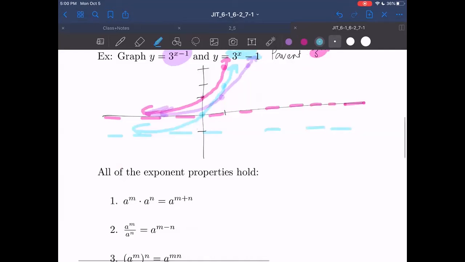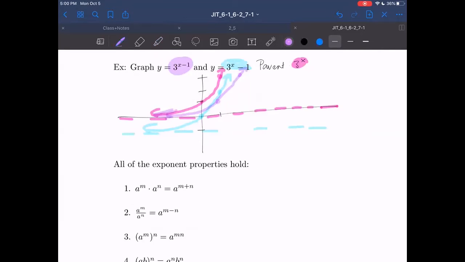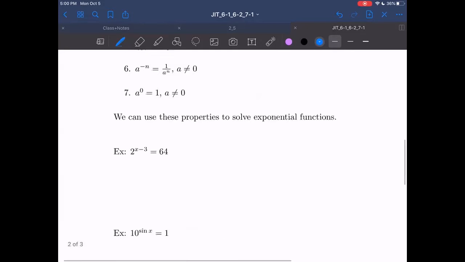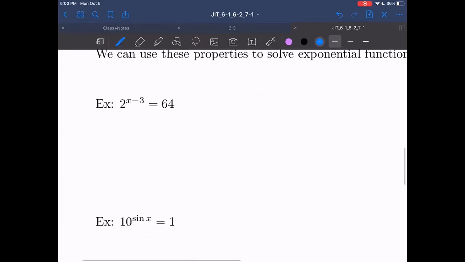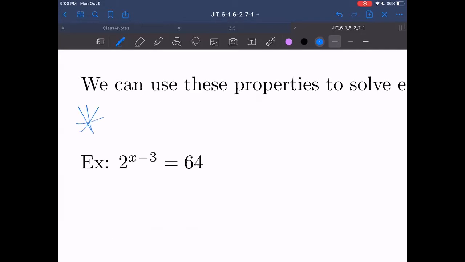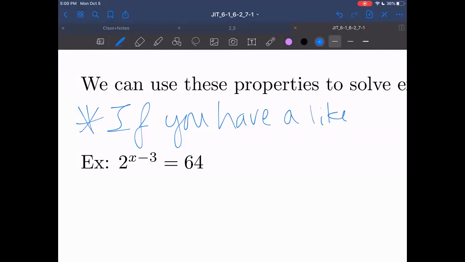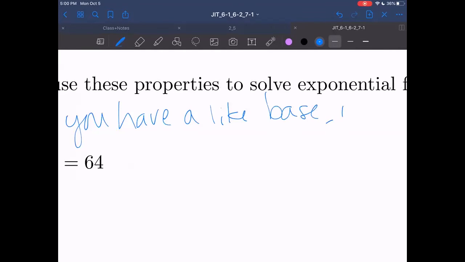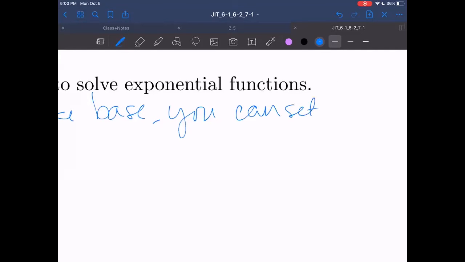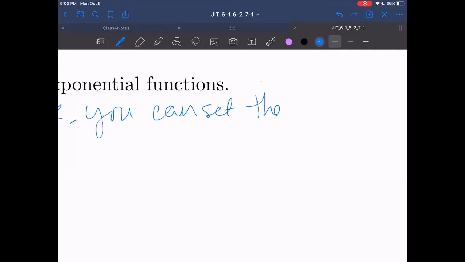And likewise, all of our exponent properties hold. Okay, so I've relisted them here, and they all hold for e to the x. We can actually use these properties to solve exponential equations. So the biggest thing that we're going to use when solving exponential equations is that if you have a like base, you can set the exponents equal to each other.